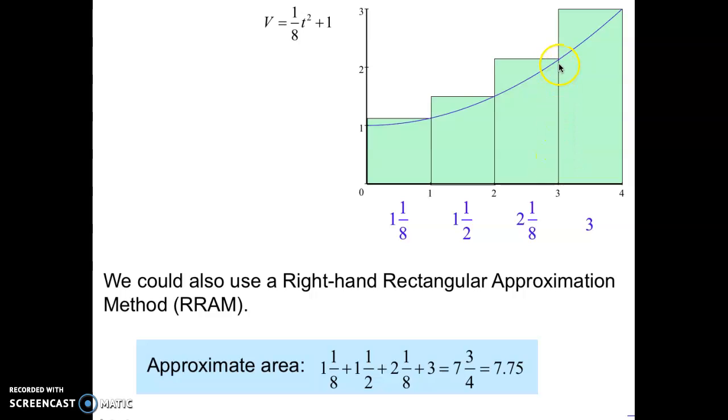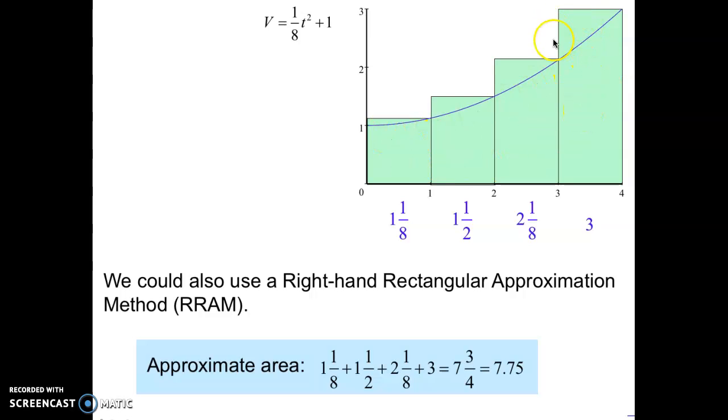Then I found the area of this rectangle. This length was equal to the value of the curve when time equals 3. That was 2 and 1/8. Here's this rectangle. The length of this rectangle was when the input value was 2, and the area of that would be 1 times 1 1/2, which is 1 1/2. And then this one where we hit 1, that is equal to 1 1/8. We get 7.75 units.